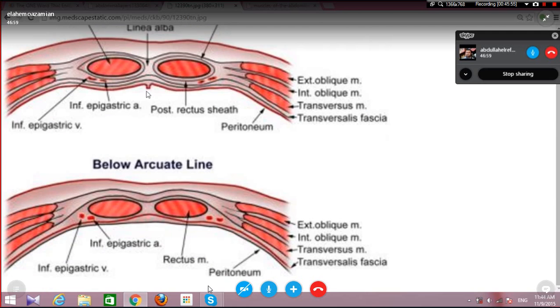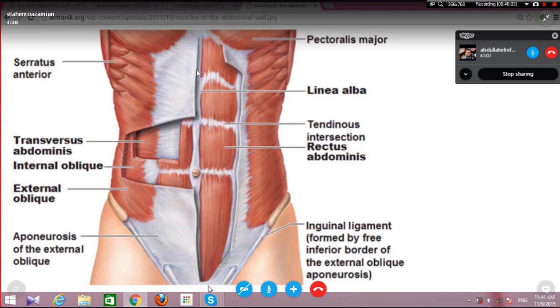So where is linea alba? It's where the anterior and posterior layers of rectus sheath on both sides meet. Do you see this white line here? This is called linea alba. It's around 1 centimeter wide, and it runs vertically from the xiphoid process to the pubic symphysis. And it's a good place for laparotomy.